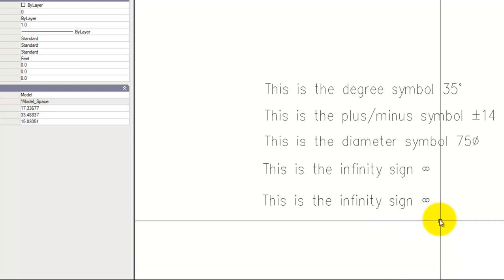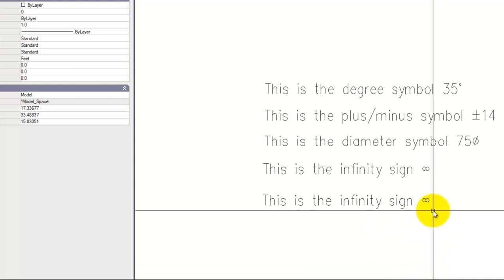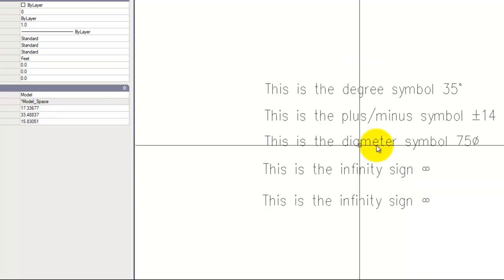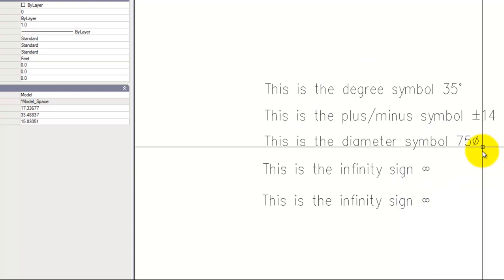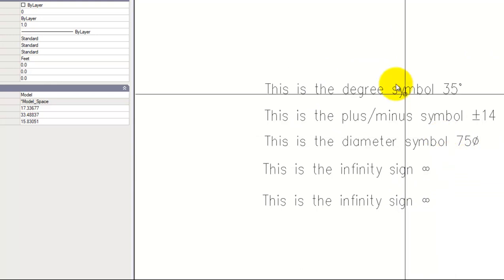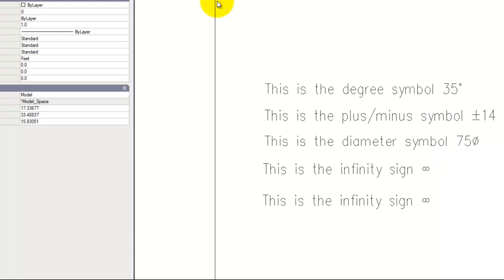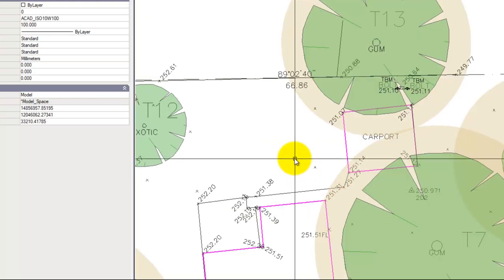So how does one enter the infinity character? That will be done by a keystroke combination and a number, and we could look at that some other time, but I think these up here, degrees and so on, cover the most common needs. So let's swing back to our arborist drawing.